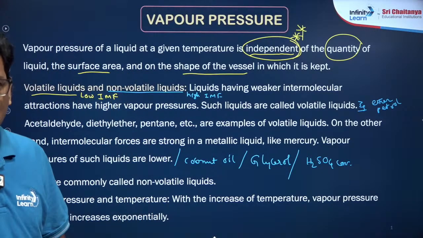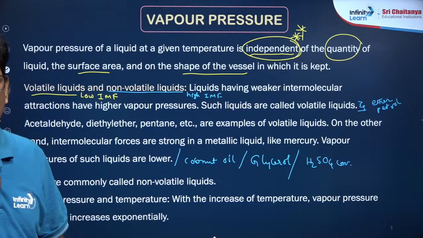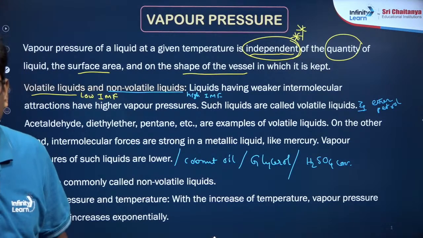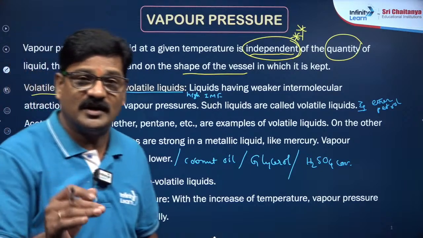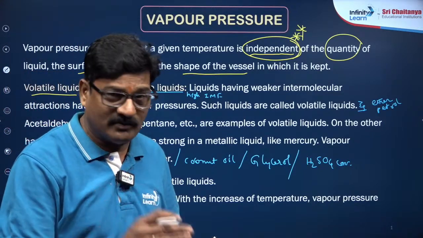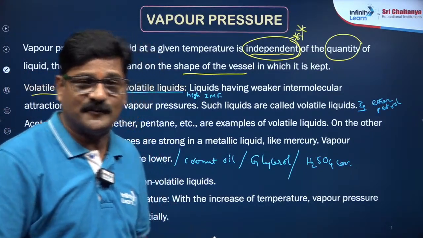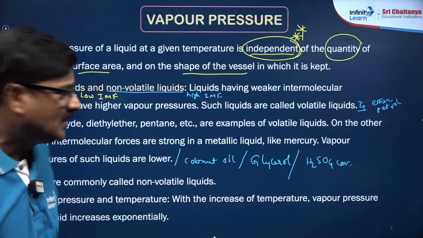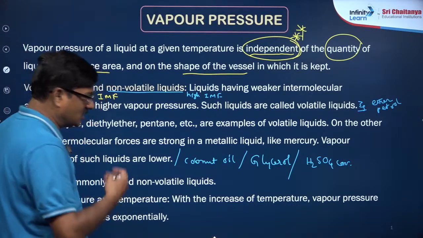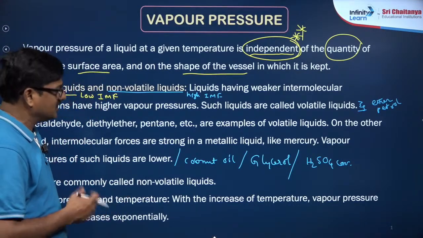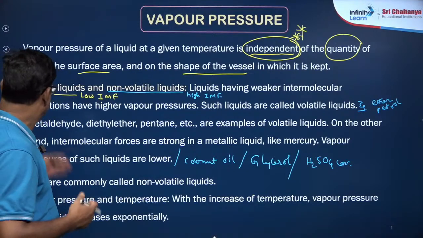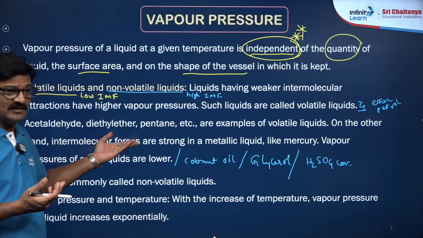So, liquids are of two types. Those liquids that have an evaporating tendency, that can evaporate, are called volatile liquids. Those liquids that do not evaporate because of high intermolecular forces are called non-volatile liquids. Volatile liquids are ether, petrol, acetaldehyde, diethyl ether.